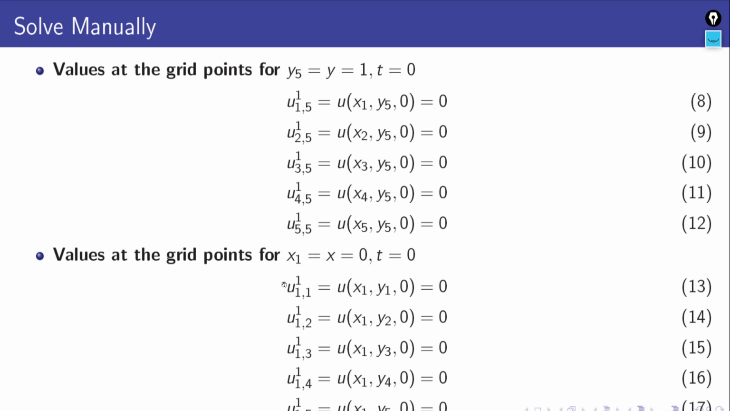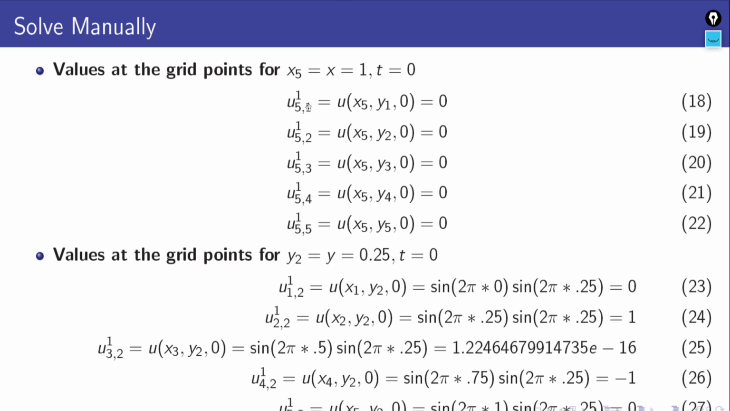Values at the grid point for x1 equal to 0 and t equal to 0 will also be equal to 0, since in the equation if one variable is 0 the value is 0, and if it is equal to 1, then also the values will be 0. So you can see here when we have x equal to 0, all the values are 0, corresponding to all these points which we have shown in the diagram. Also when we have x5 equal to 1 and t equal to 0, all these values are also 0. You can see this in equations 18 to 22.